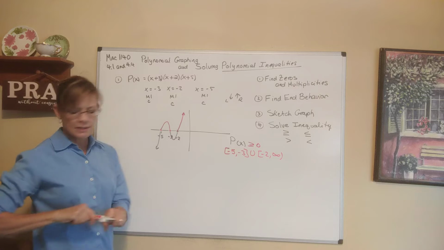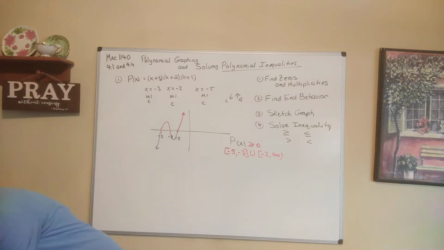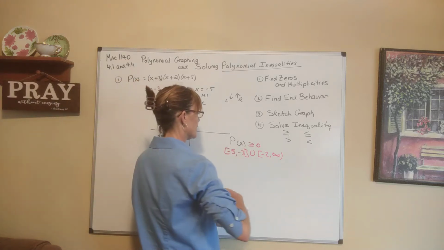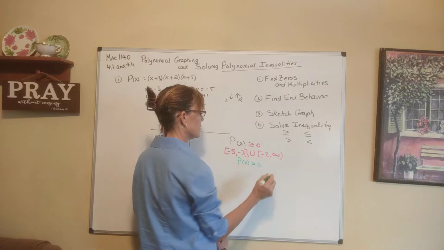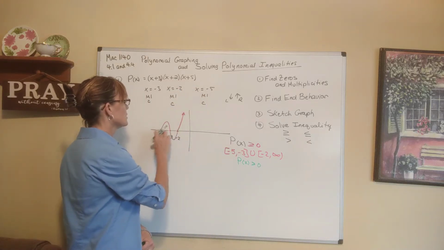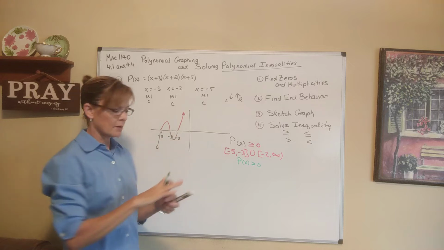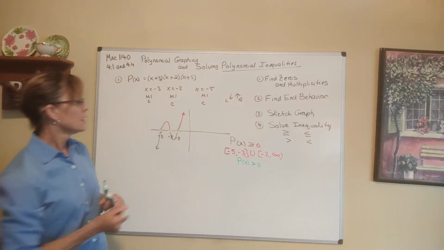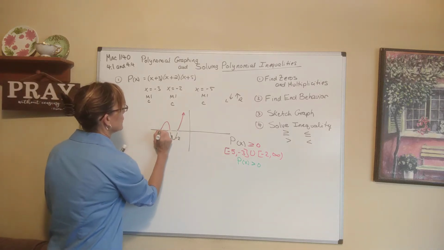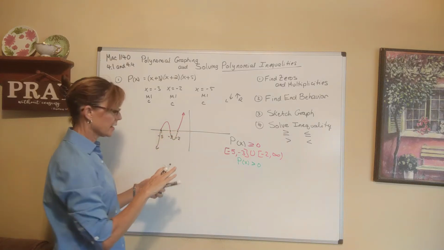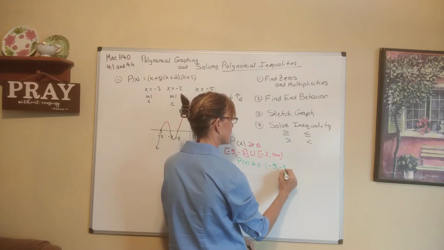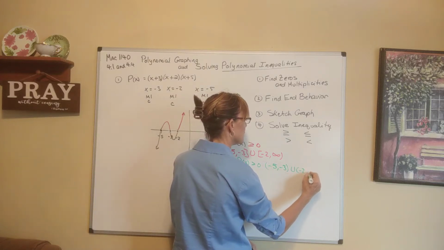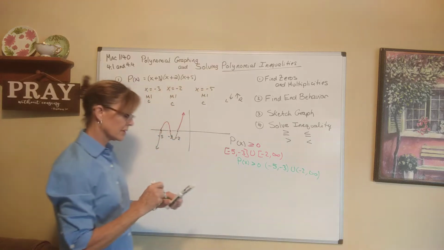What if, for instance, they said, don't include where it's equal to 0? What if they said, where is P of x just greater than 0? Then the only thing that would change would be that we would not include those points. We would just include where it's positive. So that would look like parentheses, negative 5 to negative 3, union with negative 2 to infinity. That would be the answer to that.